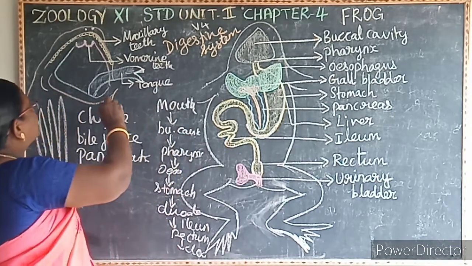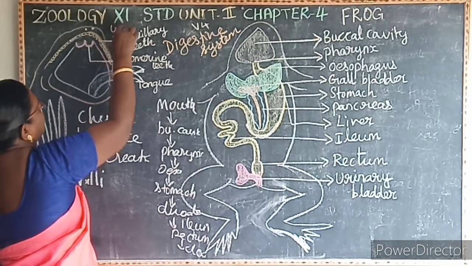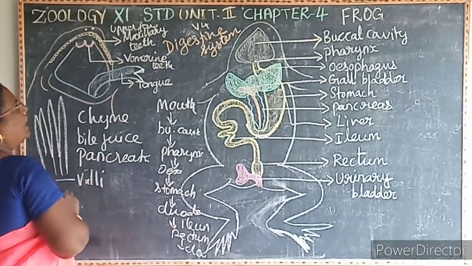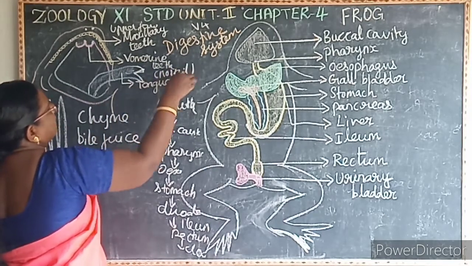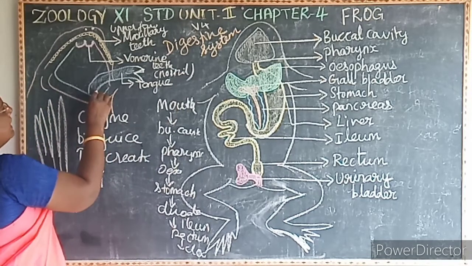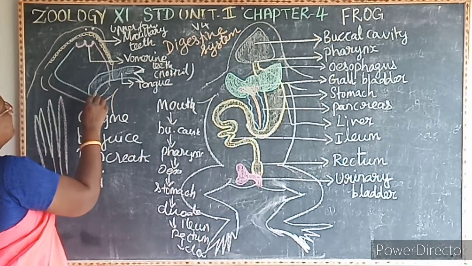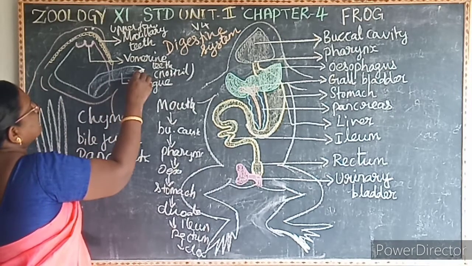So what is our first one? Maxillary teeth. Where is the maxillary teeth present? The maxillary teeth are present on the upper jaw, and there are no teeth on the lower jaw. Vomerine teeth are present near the nostrils. Then the tongue is free at the floor of the buccal cavity. The tongue is attached in front and it is free behind.